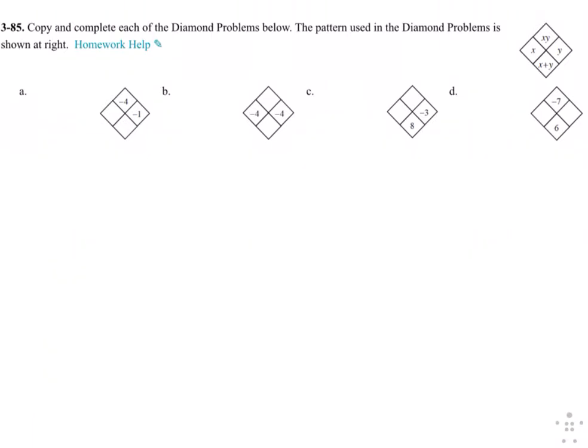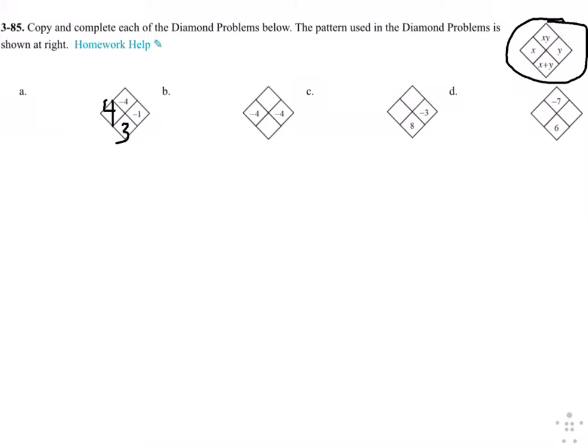Okay, for diamond problems, we have to fill in the missing numbers. They even give you the pattern, which I would never give you on a test, so you should know that. So it's what times -1 gives me -4, so that's a 4, and it doesn't fit, so I'm just going to write it like that. And then 4 plus -1 is 3, so there's the first one done.